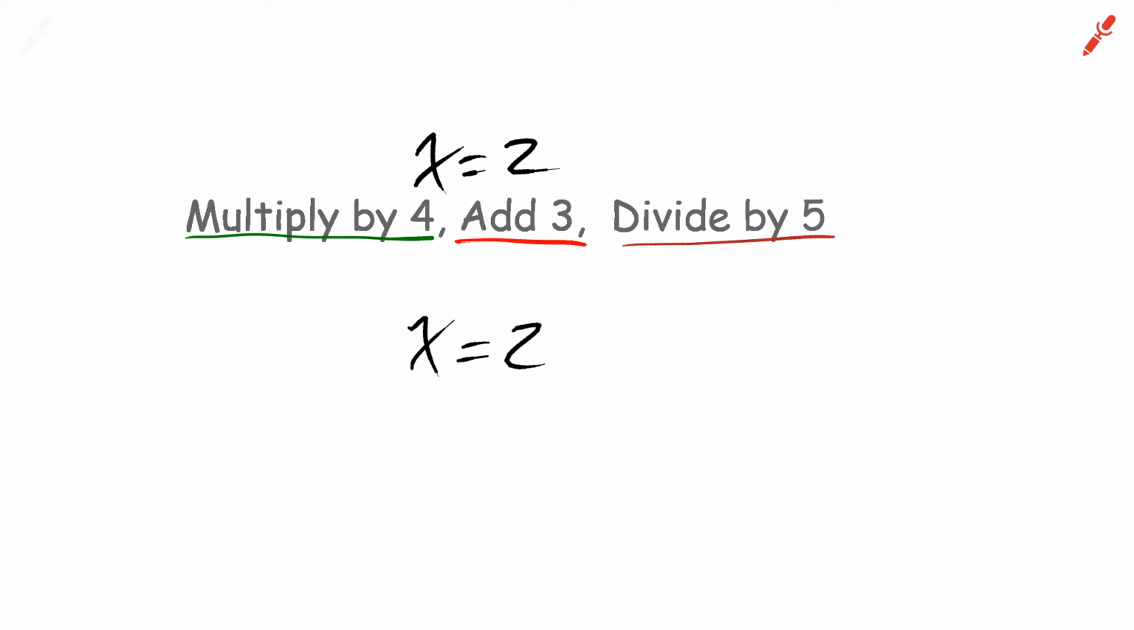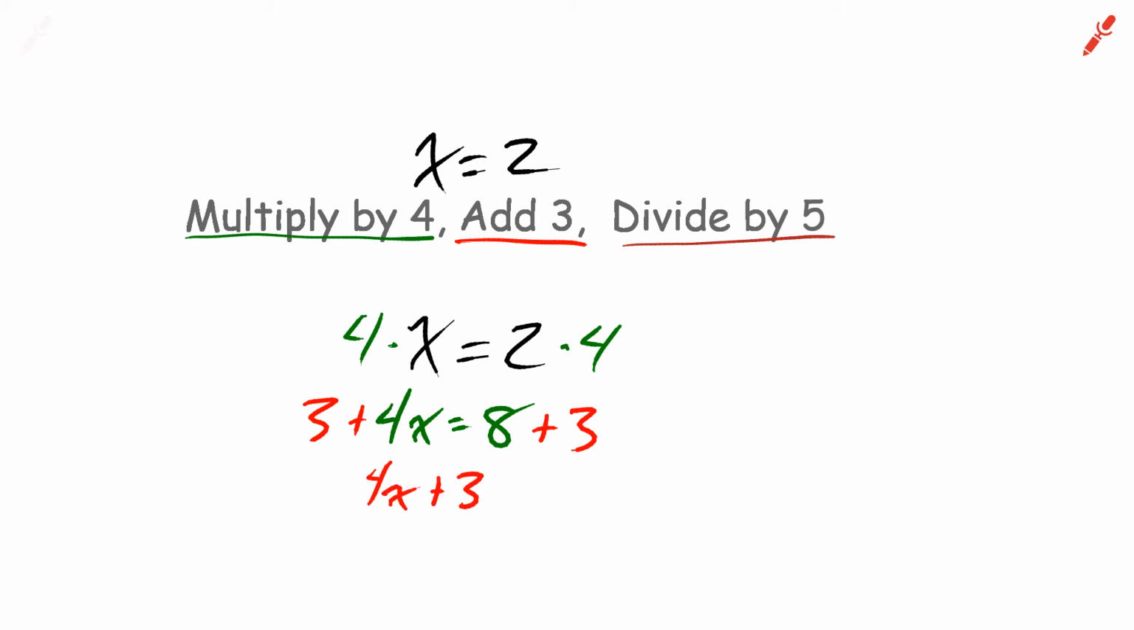X equals 2. And the very first thing I do is multiply both sides by 4. Times 4, times 4. 4 times x gives me 4x. 2 times 4 gives me 8. The next thing I do is add 3 to both sides. 3 plus 4x, not like terms, I just rewrite the expression. 8 plus 3 gives me 11.